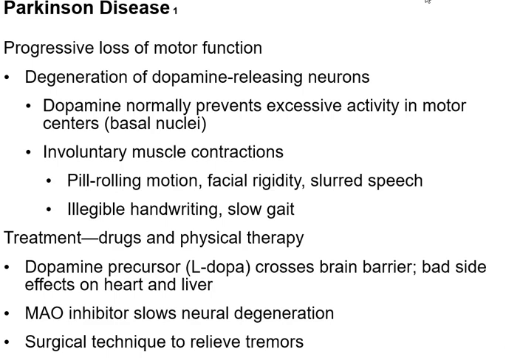I mentioned Awakenings and Parkinson's disease. This is a result of dopamine-releasing neurons failing to release enough dopamine. Dopamine normally prevents excessive activity in the motor centers, but in the case of a person who has destroyed those dopamine-releasing neurons, or they are not releasing enough dopamine, you're going to have involuntary muscle movements.